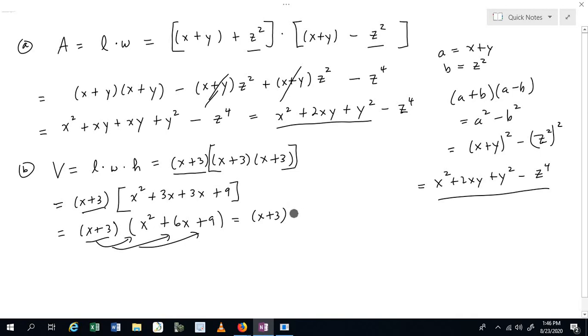All right, so you get x plus 3 times x squared, x plus 3 times 6x, and you get x plus 3 times 9. And then we can distribute this x squared to both of those terms, okay? So you get x cubed plus 3x squared. Here you get 6x squared, and then 18x. And here you get 9x plus 27.